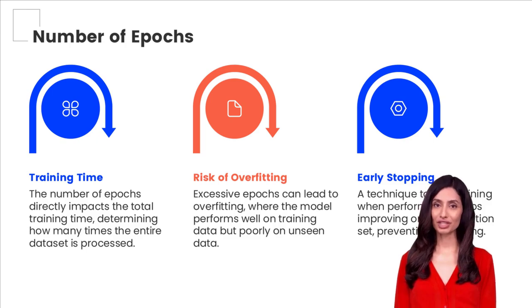In the realm of machine learning, the concept of epochs plays a pivotal role in model training. Each epoch represents a complete pass through the entire dataset, influencing both the duration of training and the model's ability to generalize. However, a higher number of epochs isn't always beneficial. It can lead to overfitting, where the model excels on training data but fails on new, unseen data. To combat this, early stopping emerges as a crucial technique, halting training when improvement stalls on a validation set, thus preserving the model's generalizability.